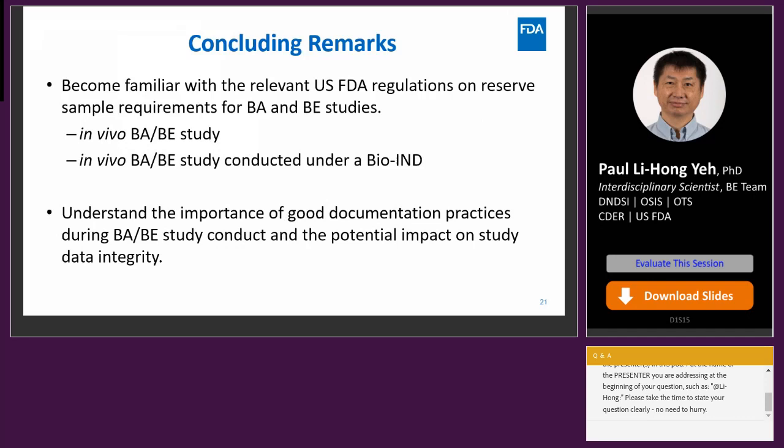Concluding remarks. Become familiar with the relevant US FDA regulations on reserved sample requirements for BA and BE studies, including in vivo BA/BE study and in vivo BA/BE study conducted under a bio-IND. Understand the importance of good documentation practices during BA/BE study conduct and potential impact on study data integrity.